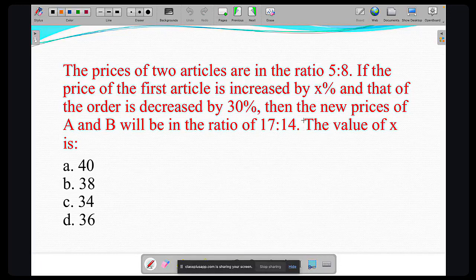That of the second order is decreased. That of the other order is decreased, and the first one is increased.